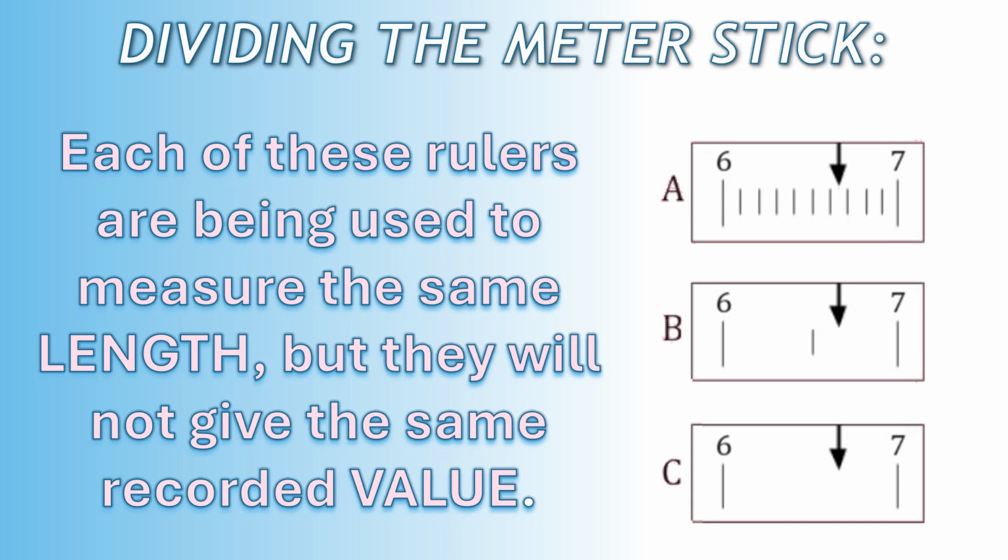Each of these rulers is being used to measure the same length in the same place, but they will not give the same recorded value. So for A, that arrow is somewhere between 6.6 and 6.7. Whereas for B, it's somewhere between 6.5 and just 7. And for C, all we can say is it's somewhere between 6 and 7, maybe a little closer to 7. Different instruments give us different amounts of precision, and so the numbers we use have to be reported differently.